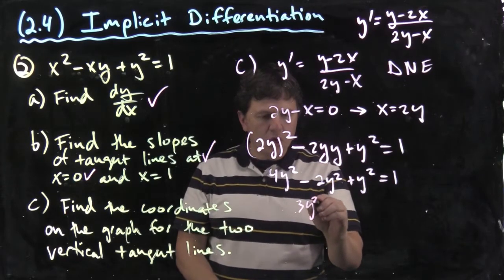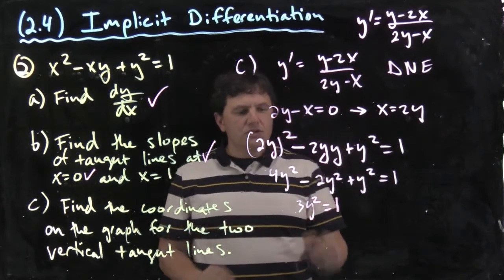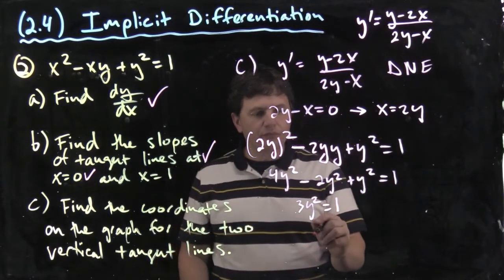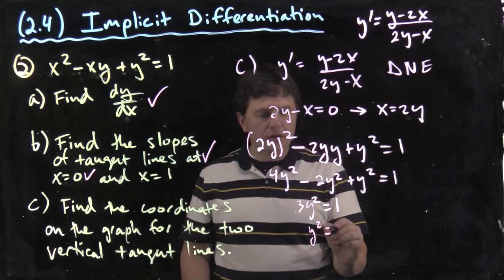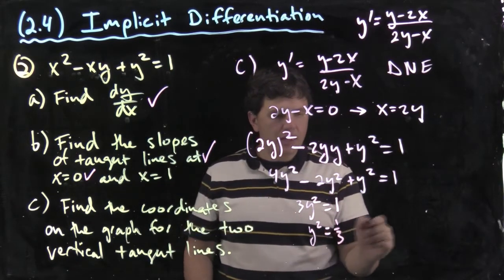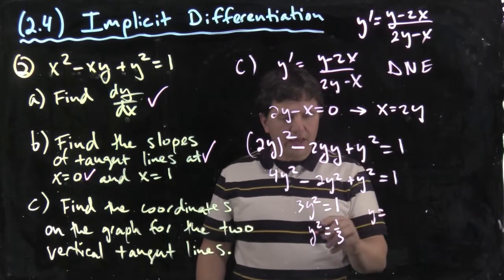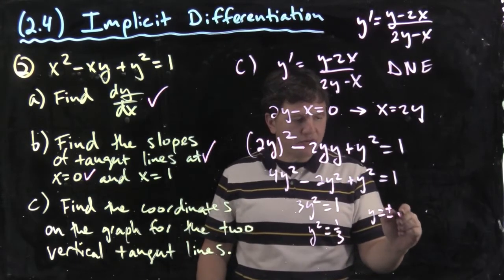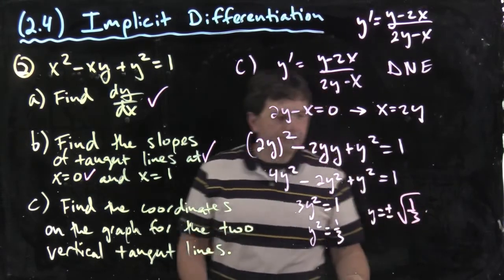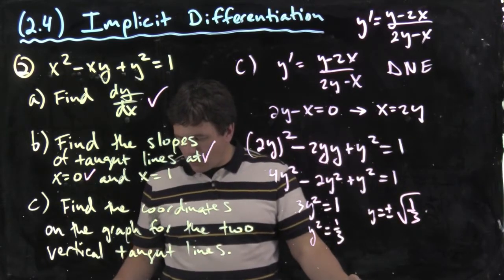So this gives me 3y squared is equal to 1. So now I have y squared is equal to 1/3. So I have y equals, and then when I take the square root, I gotta remember the plus or minus. Okay? And there we go.